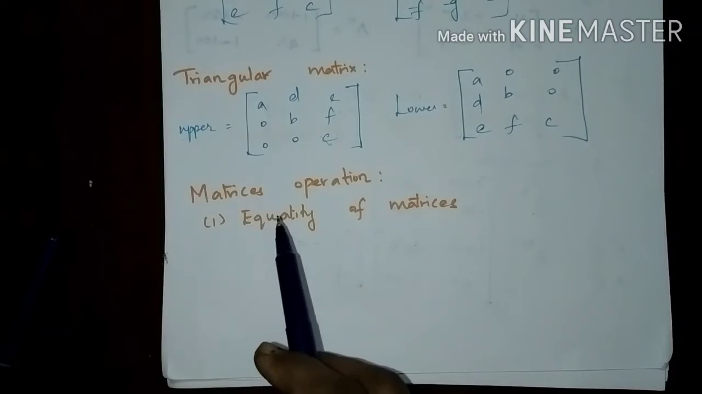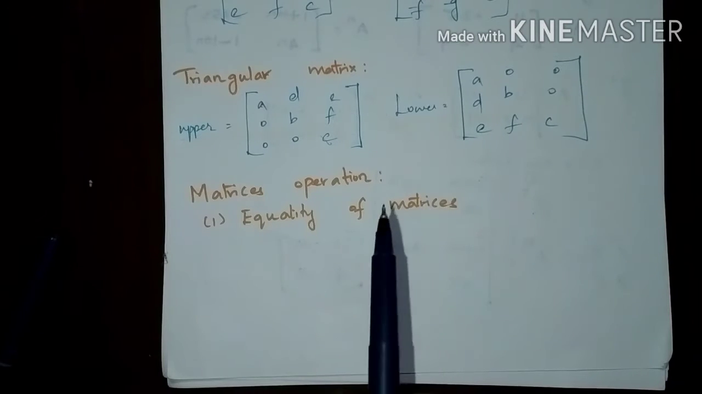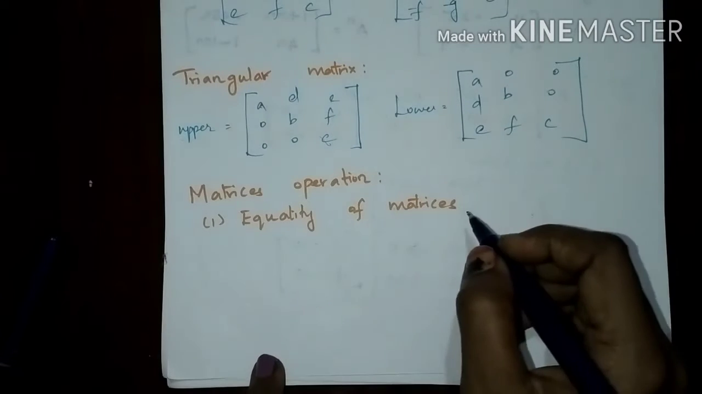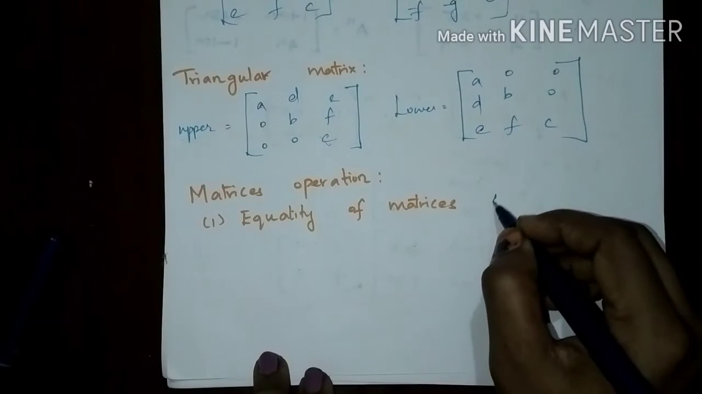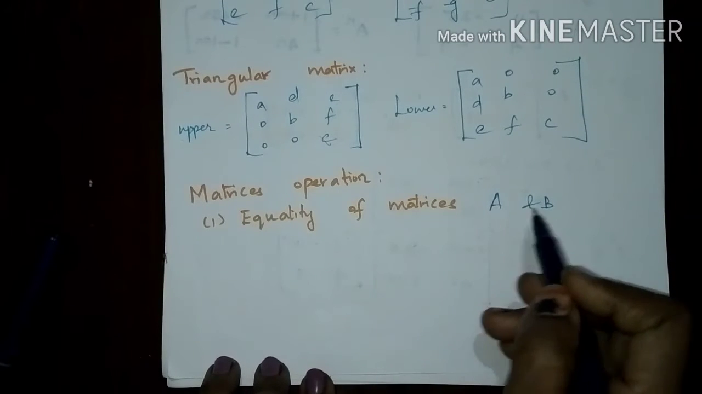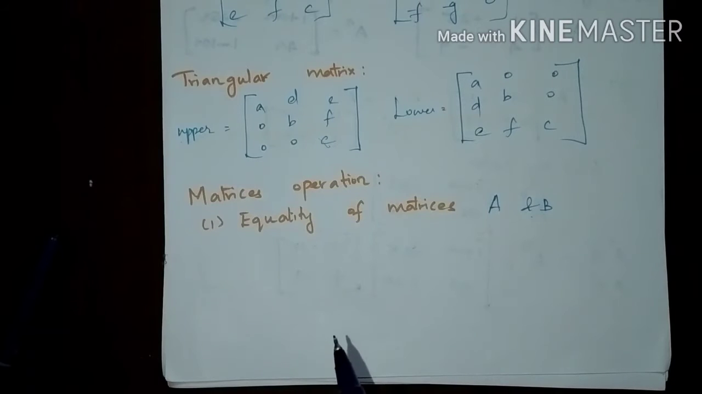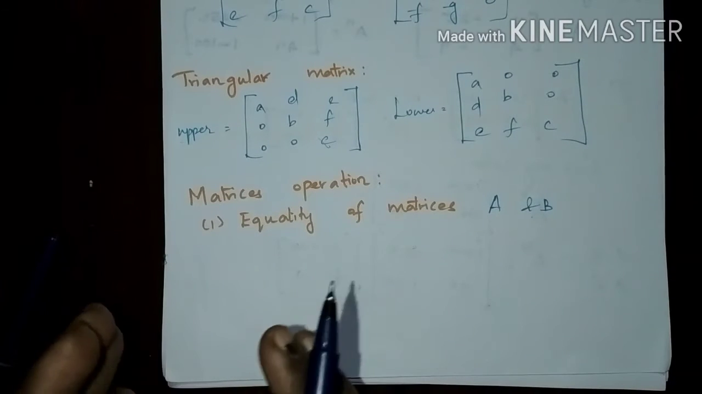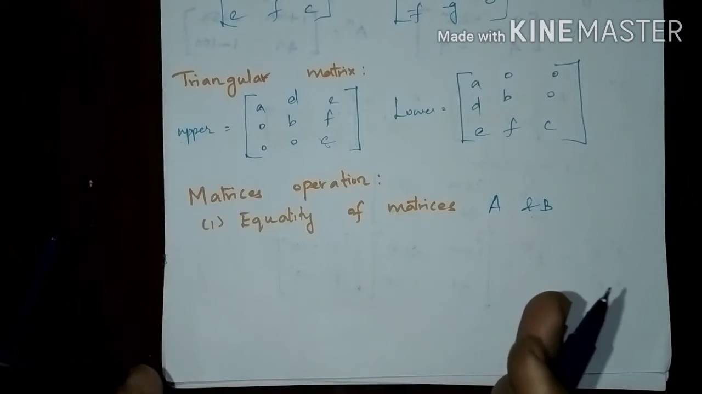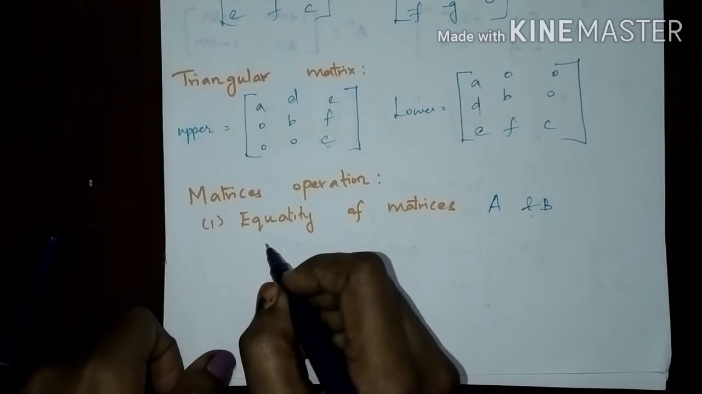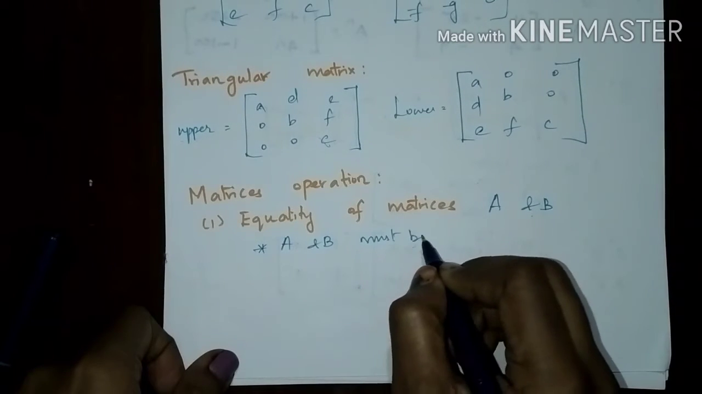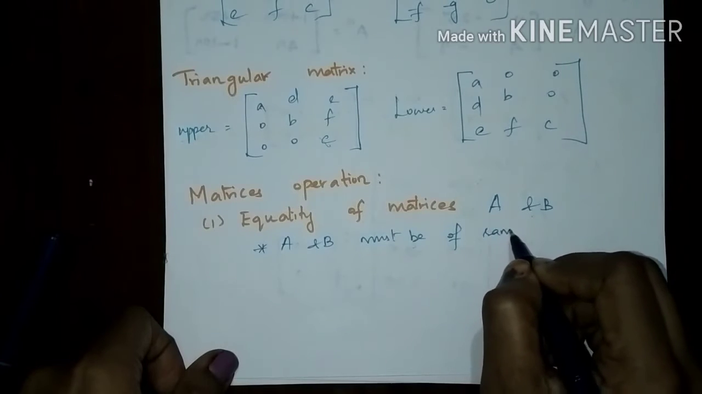Now let us move on to matrix operations. Here we can discuss the equality of matrices. Let us consider two matrices, represented as A and B. A and B are said to be equal matrices if both are of the same order. Matrices can be considered equal only when both are of the same order. It is a main point: A and B must be of the same order.